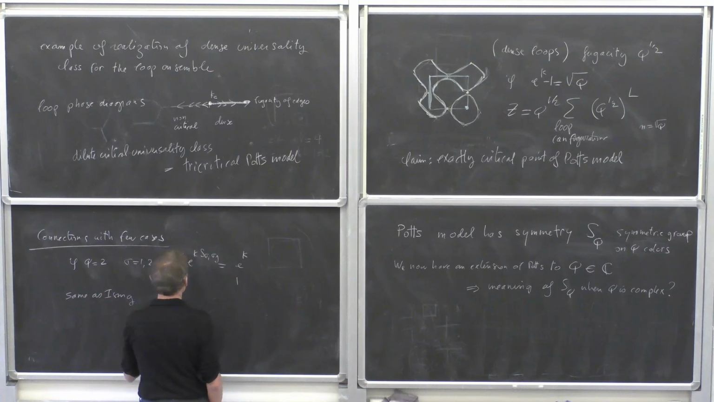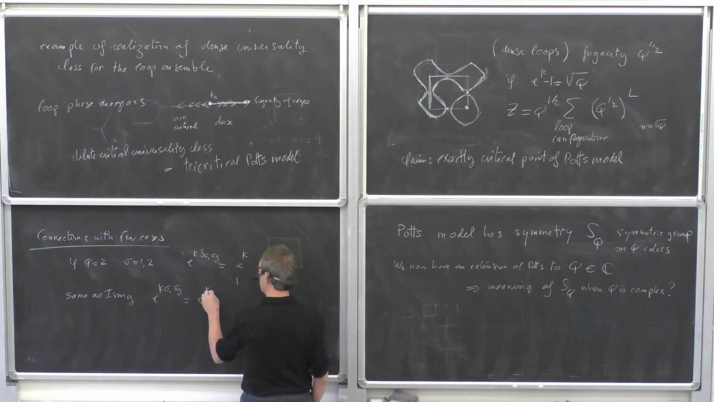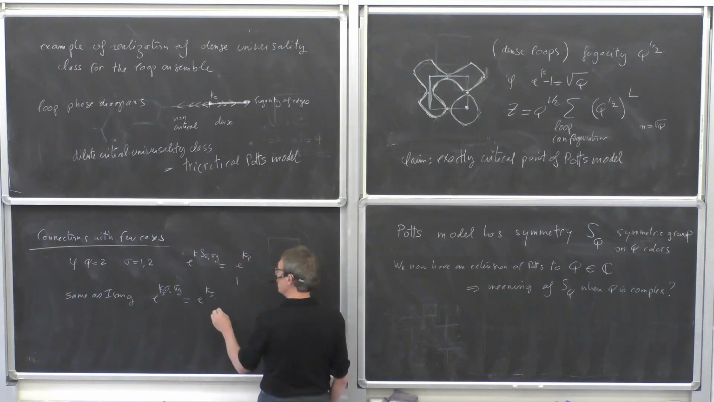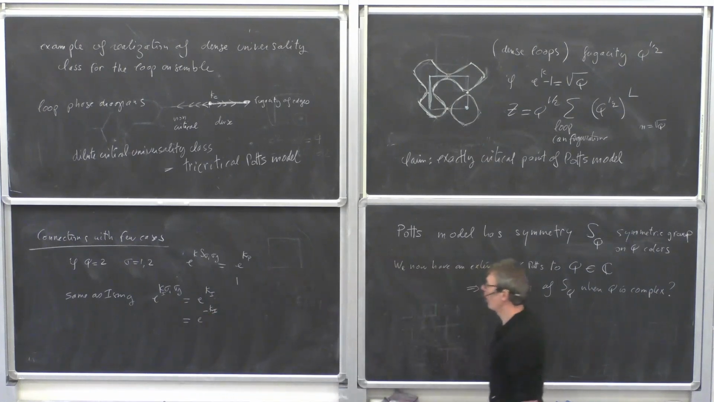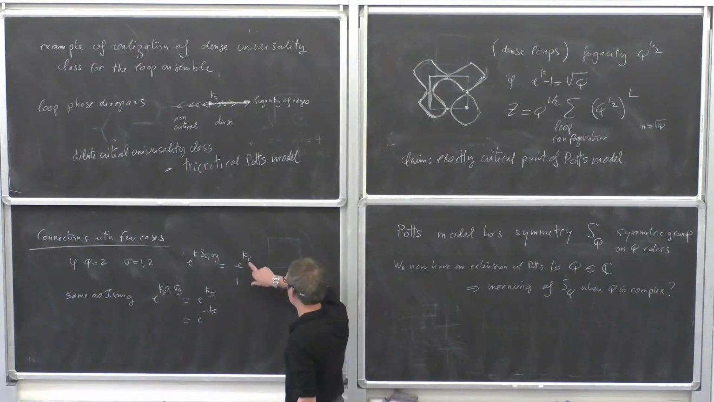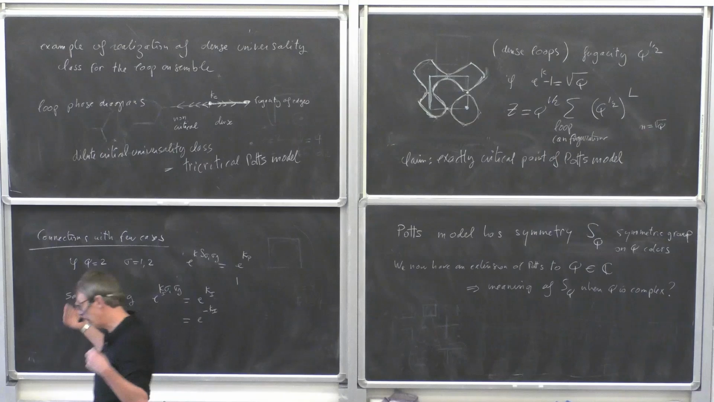So in the Ising model, I had e to the k sigma i sigma j, which was e to the k, let's call it k Ising, and let's call it k Potts. E to the k if the two sigmas were equal, e to the minus k otherwise. So up to a change of convention where e to the k Potts is equal to e to the 2k Ising, it is the same model. Ha!